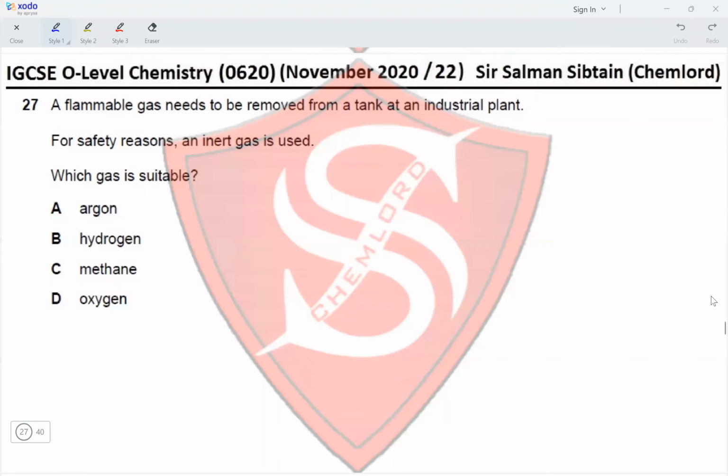Question 27. A flammable gas needs to be removed from a tank at an industrial plant. For safety reasons, an inert gas is used. Which gas is suitable? Argon is a noble gas, so it is inert. Hydrogen is a flammable gas, not inert. Methane is flammable, not inert. Oxygen is not flammable, but it is required for combustion. So the flammable gas that is there can burn in the presence of oxygen, so oxygen cannot be used. Therefore, A is the correct option for this question.